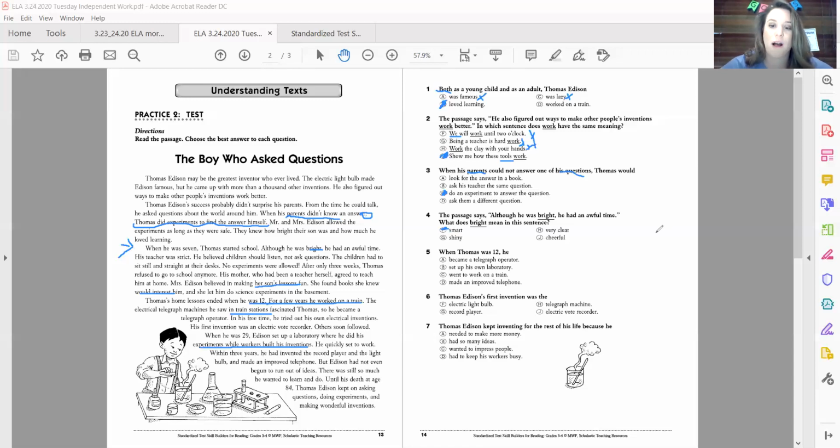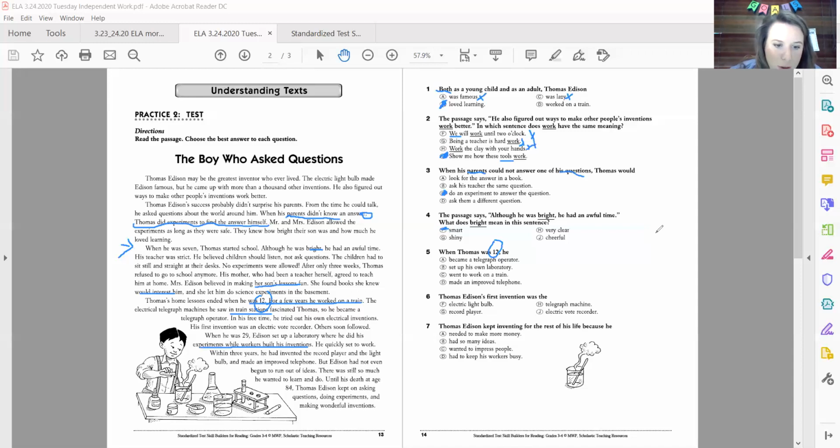5, when Thomas was 12. So in this case, you just had to go back, and it was directly in the text. Look for that word, or look for that number 12. And it was right here. I already had it underlined right here. When Thomas was 12, home lessons ended at 12. So let's see, became a telegraph operator, set up his own laboratory, went to work on a train, made an improved telephone. So it says when Thomas was 12, he ended his lessons.